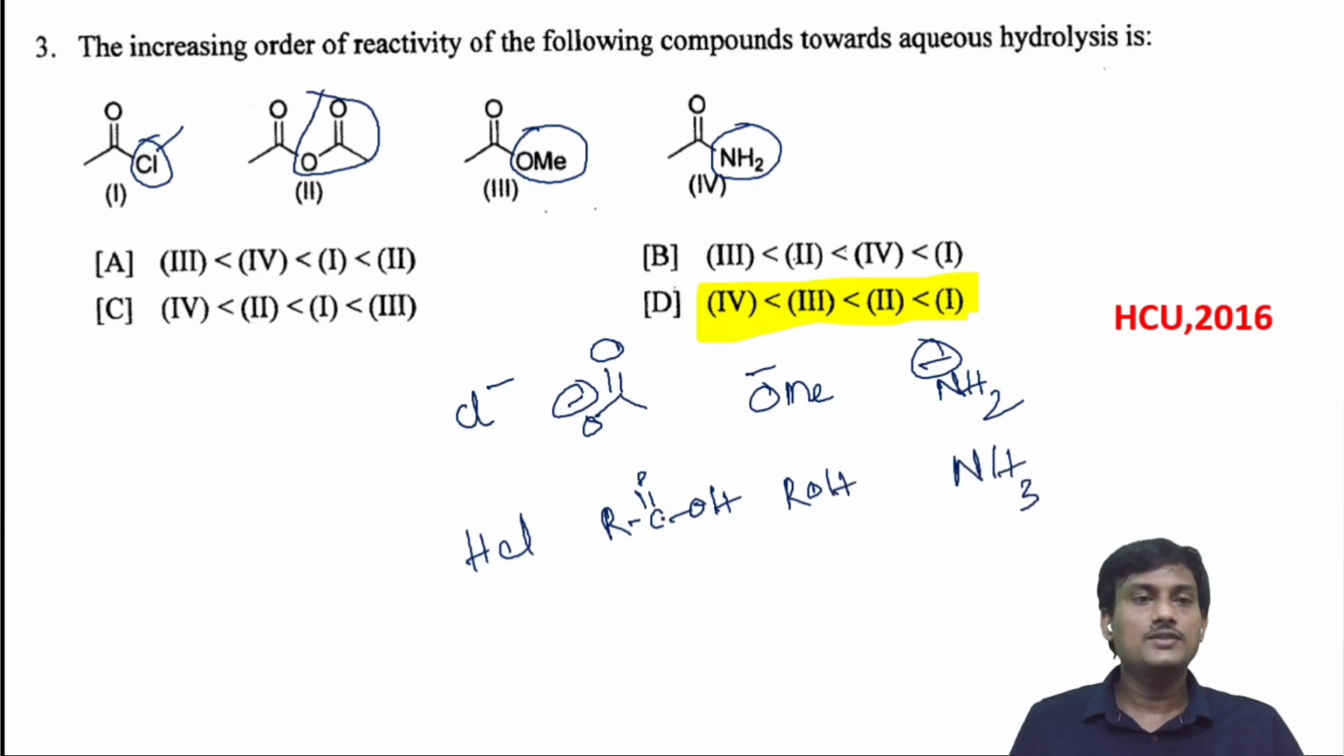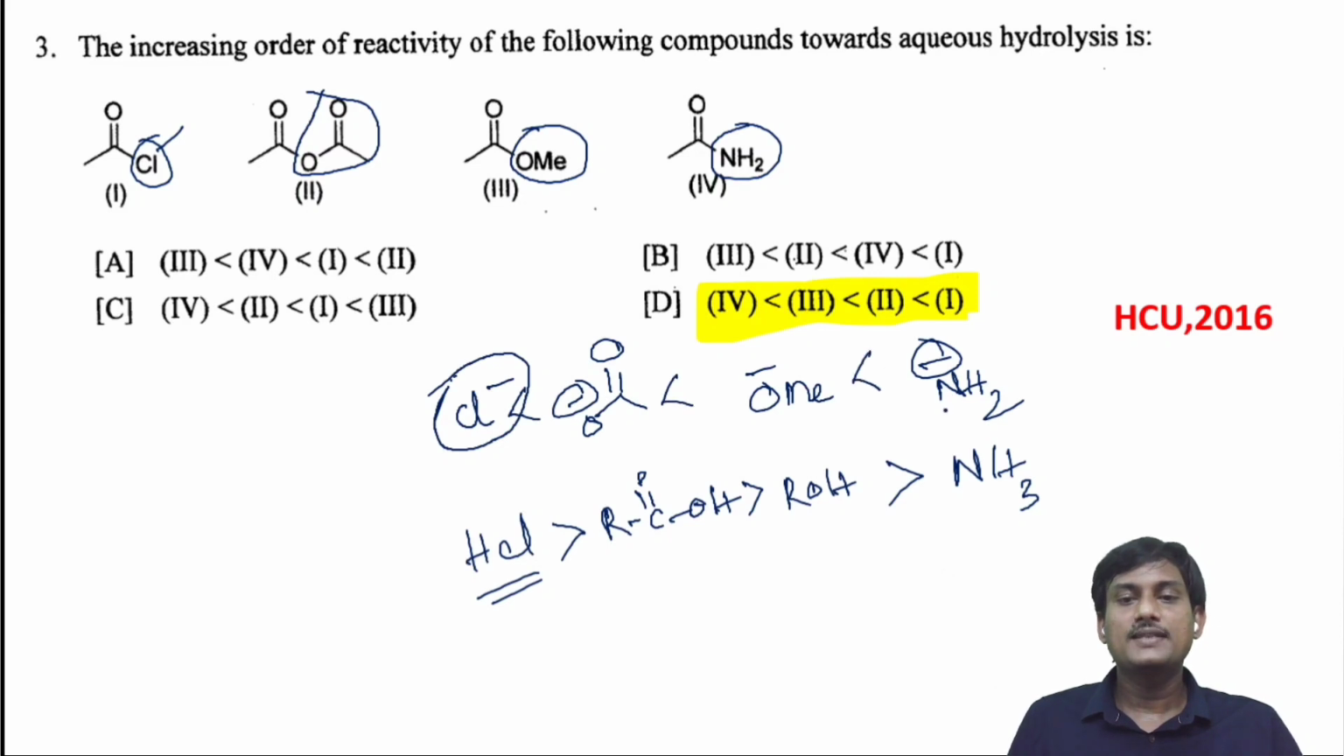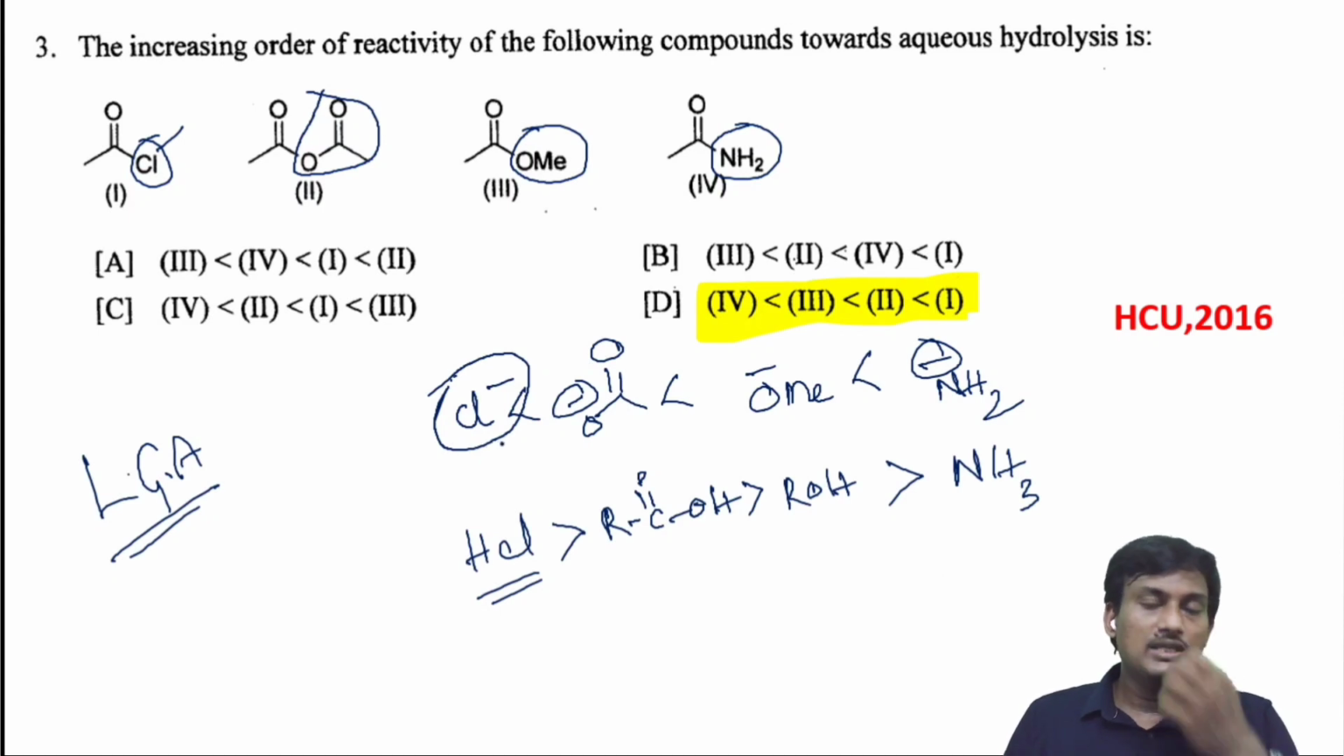We know the acidity order: HCl greater than RCOOH greater than ROH greater than NH3. The more the acidity of an acid, the less the basicity of its conjugate base. So this is the basicity order. NH2 minus is the most basic. Cl minus is the least basic. For leaving group ability, the less the basicity of a group, the more its leaving ability.